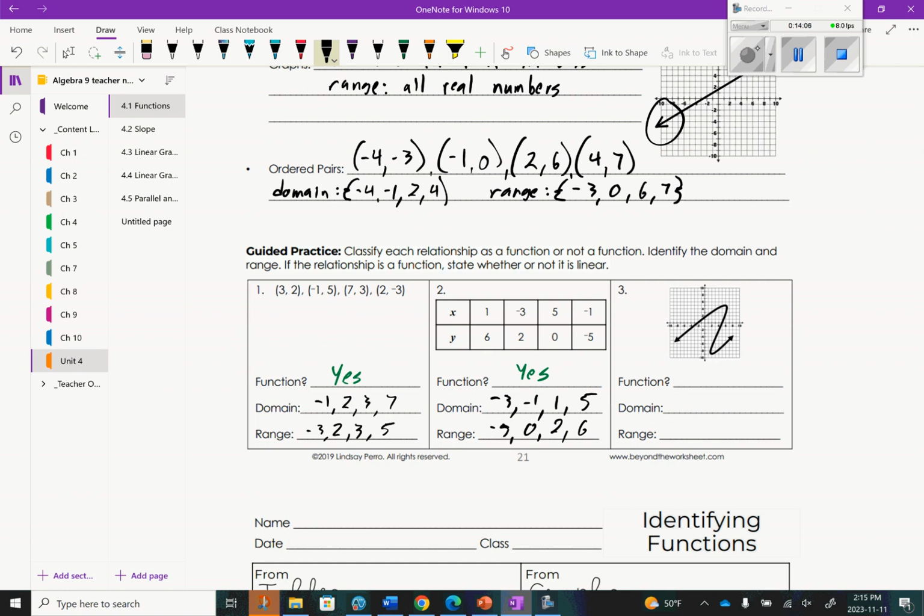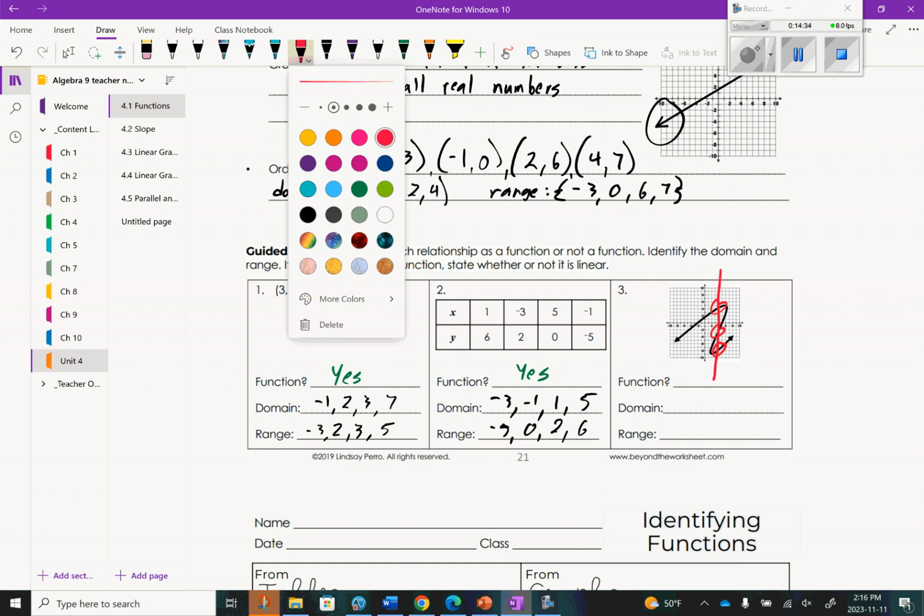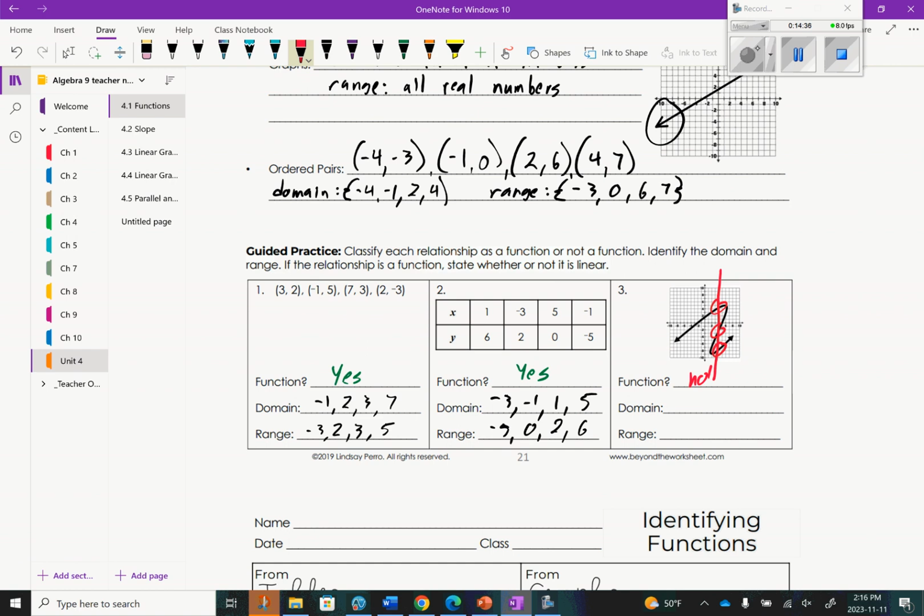For number 3, classify this as a function or not a function. Hold on. I can see a place where I put in a vertical line and it hits the graph 2, 3 times. If the graph shows us a function, a vertical line, no matter where we put it, will hit the graph only once. In this case, this is no, not a function.